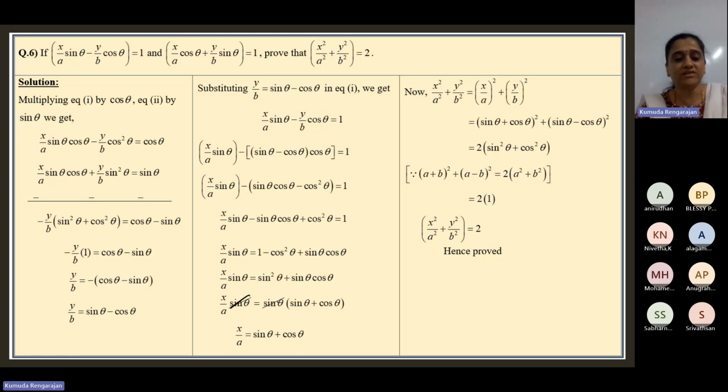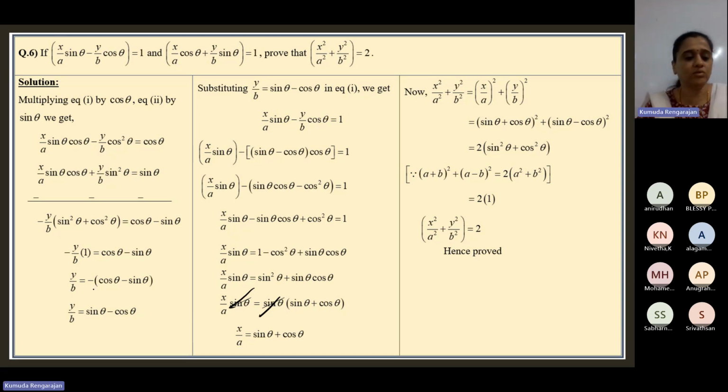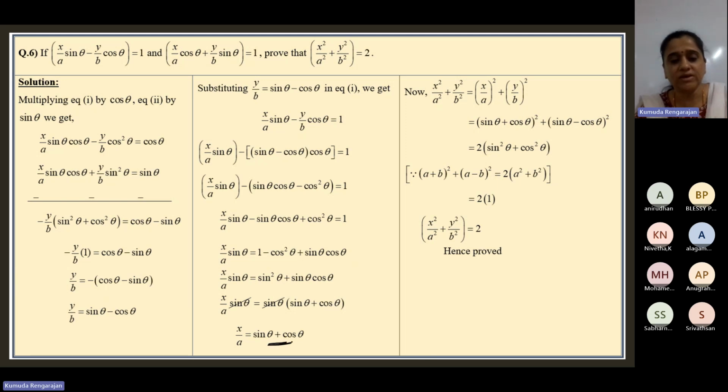Okay. So now sine theta on either side gets cancelled. Correct? Left-hand side has sine theta, right-hand side also we have sine theta. So it's like dividing both the sides by sine theta throughout. So x by a is equal to sine theta plus cos theta. We understand, right? We can cancel sine theta on both the sides. If you have 4 into x is equal to 5xy, you can cancel x and x on both the sides. Same way, x by a is equal to sine theta plus cos theta.